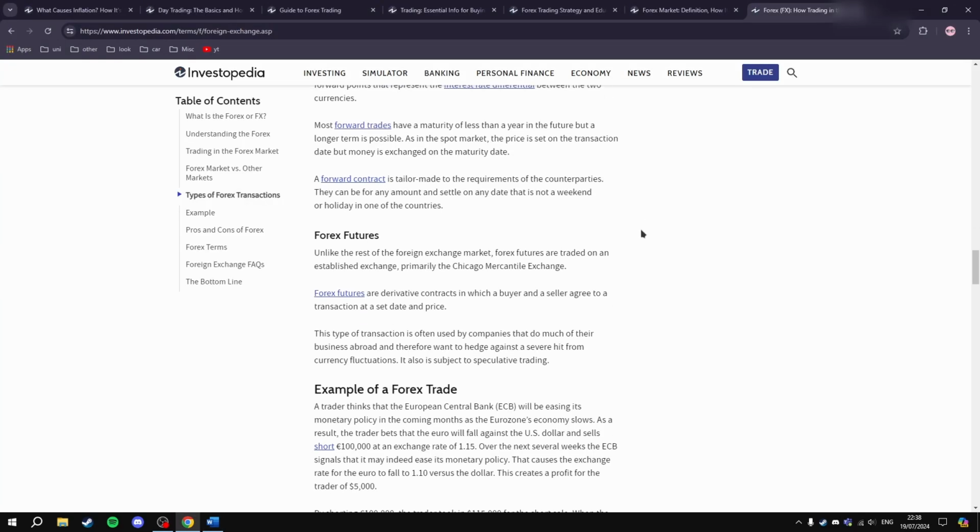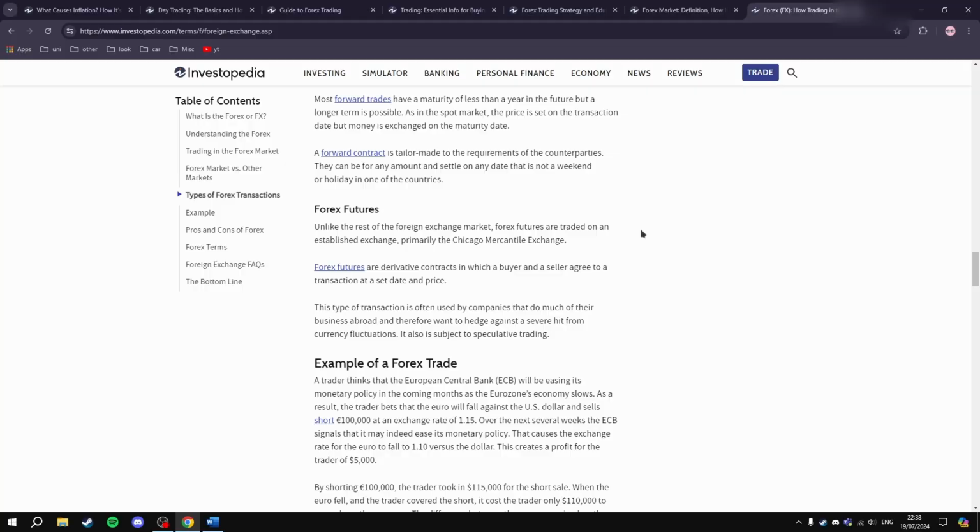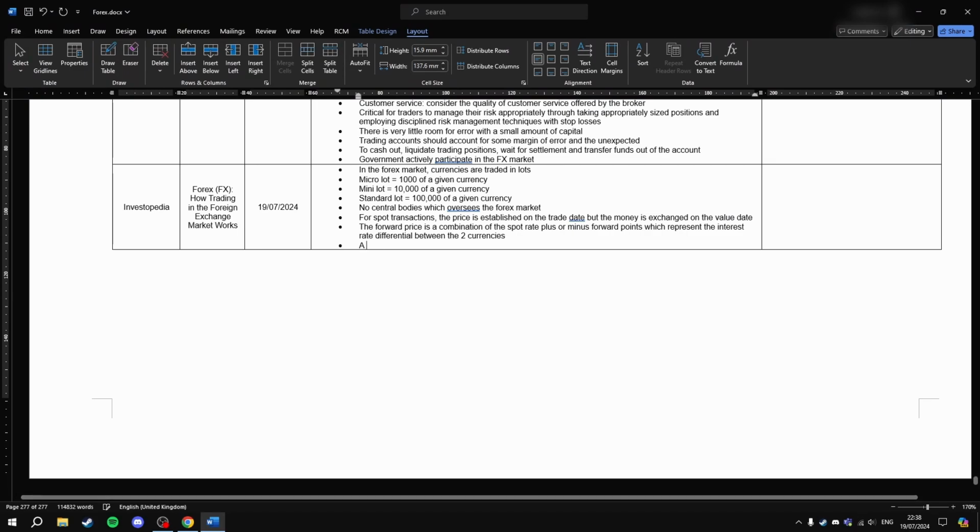Most forward trades have a maturity of less than a year in the future, but a longer term is possible. As in the spot market, the price is set on the transaction date, but money is exchanged on the maturity date. So like 2 days later, probably. A forward contract is tailor-made to the requirements of the counterparties. They can be for any amount and settle on any date that is not a weekend or holiday in one of the countries.